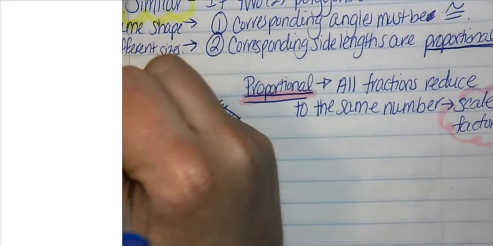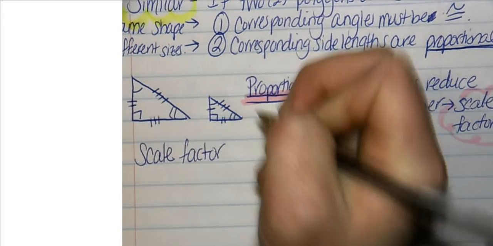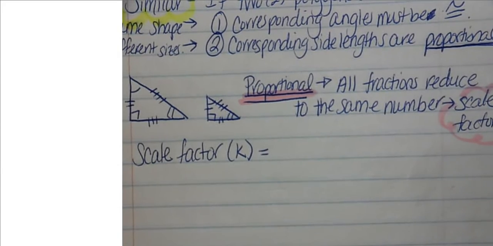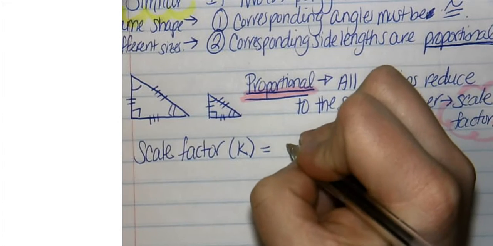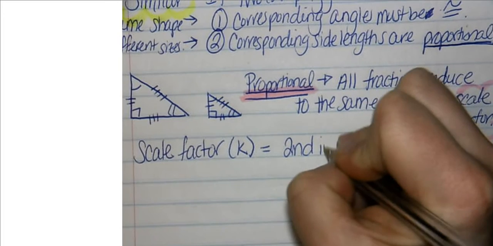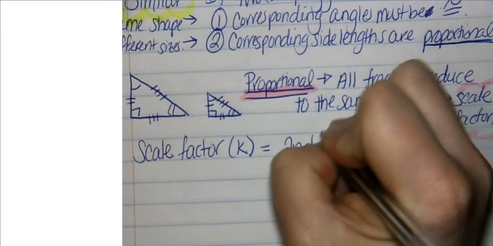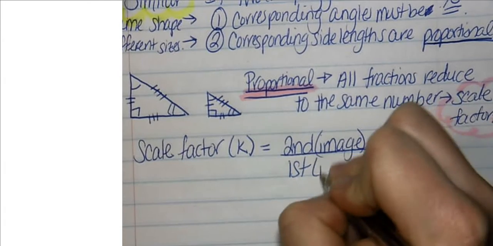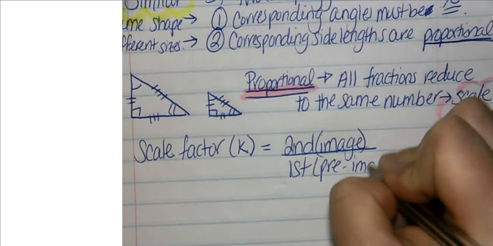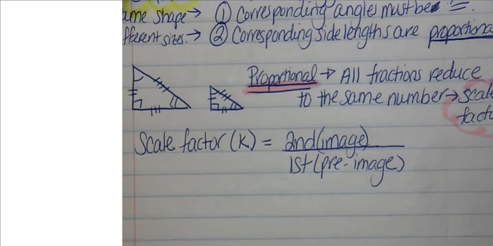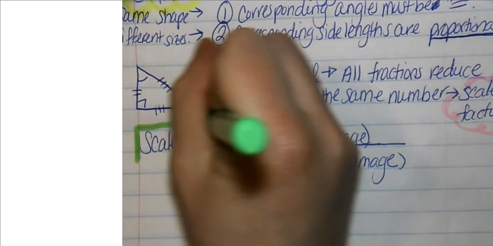So scale factor is represented by the letter K, and it is equal to a fraction. It is a fraction of a length from your second image, divided by your first image, which we call the pre-image. It's about what came second divided by what came first. This is something that we talked about back in the beginning of the school year.